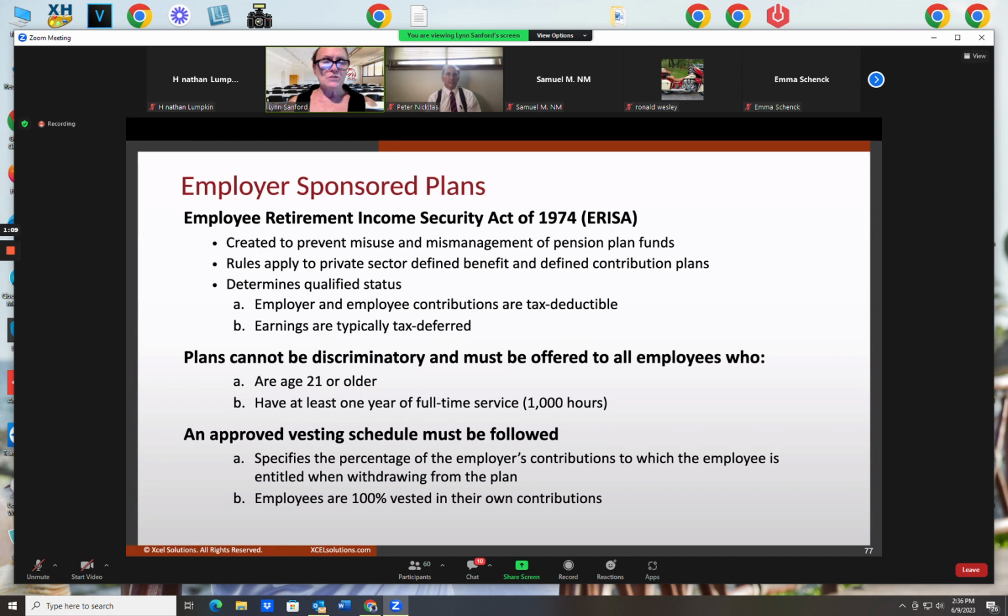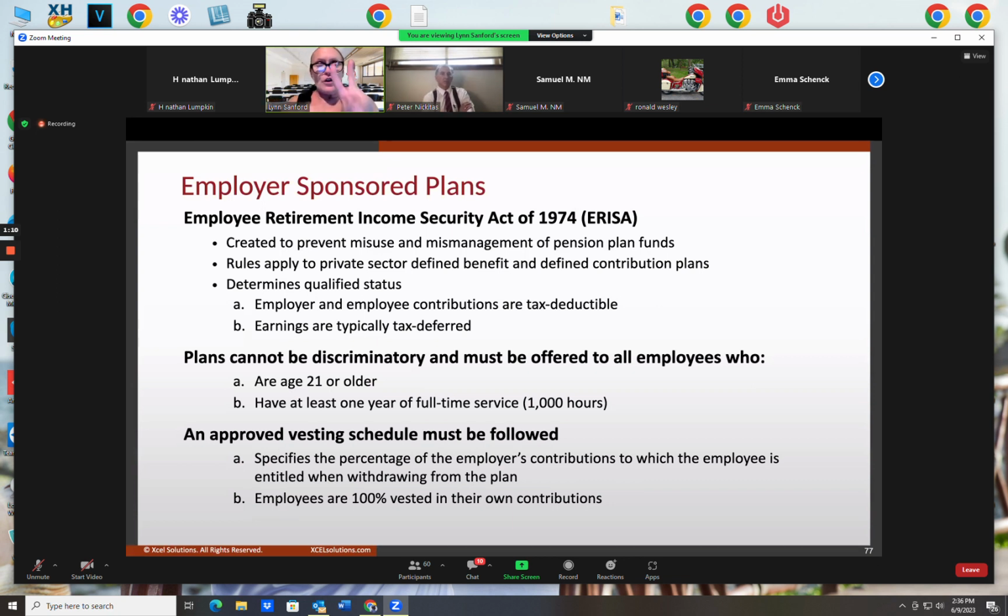It was created to prevent misuse and mismanagement of pension plan funds for corporations' employees. Rules apply to private sector defined benefit and also defined contribution plans. A defined contribution plan is one where we are defining the contribution that needs to be made into the plan. A defined benefit plan is one where we are defining the benefit we want to come out of the plan for that employee at their retirement.